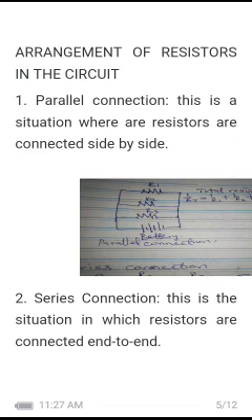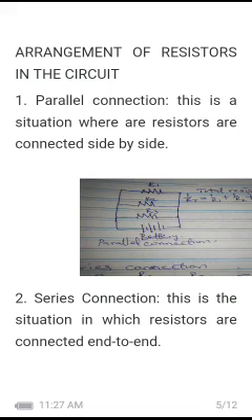And so if you are to calculate the total resistance, you see the formula there in front. 1 over RT, that is total resistance, will be equal to 1 over R1 plus 1 over R2 plus 1 over R3. And so we are going to apply it and also look at some examples.